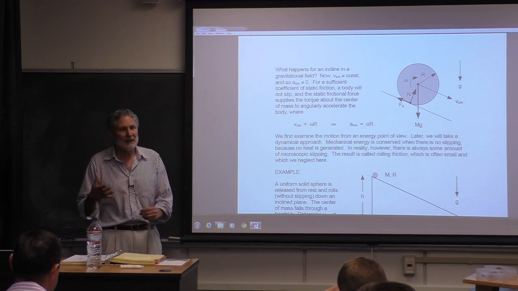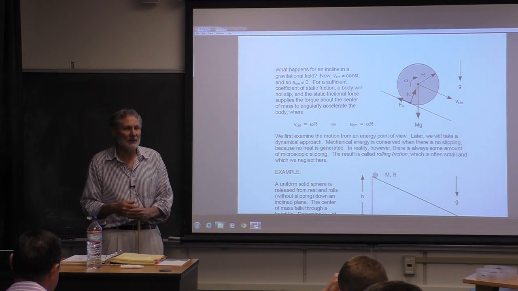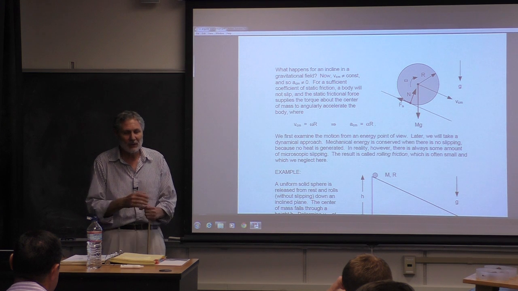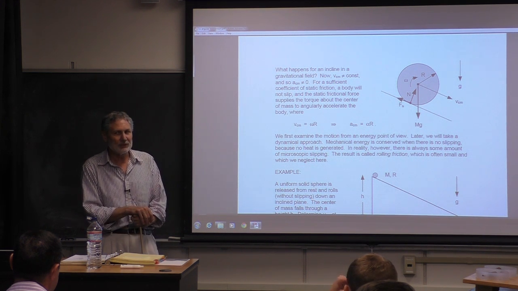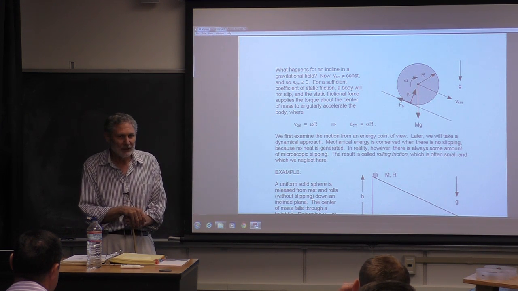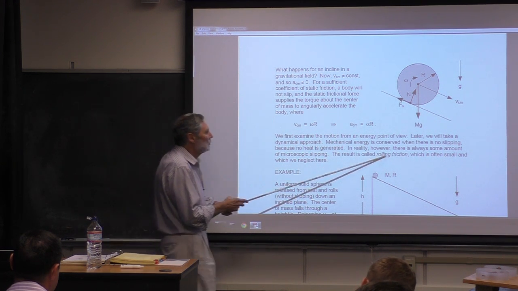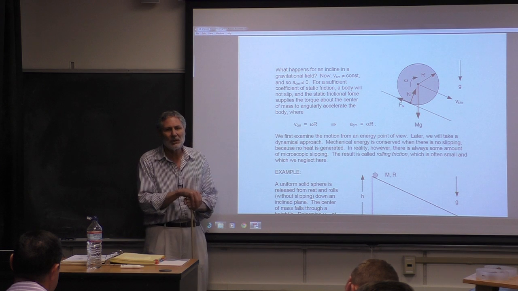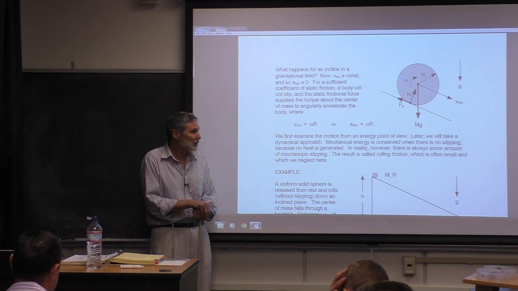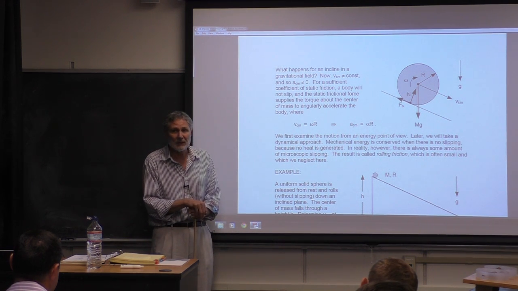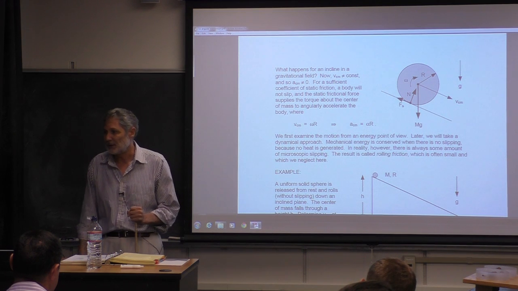Now in reality, when something rolls along, there are some frictional forces due to various effects, and some of you might have heard of this. That's called rolling friction, and we'll be neglecting that. It's often small, so we're going to neglect it. There's one demonstration where it can't be neglected, and we'll see that today. I'll point it out to you.